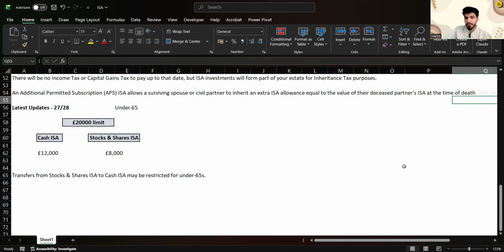This is to encourage investment. I don't know if that would really help. And it is for people under 65. If you are above 65, the rules still follow the same as we are doing currently. But from 27-28, which is still one year after we are making the video, the limit would be divided between cash ISA and stocks and shares ISA.